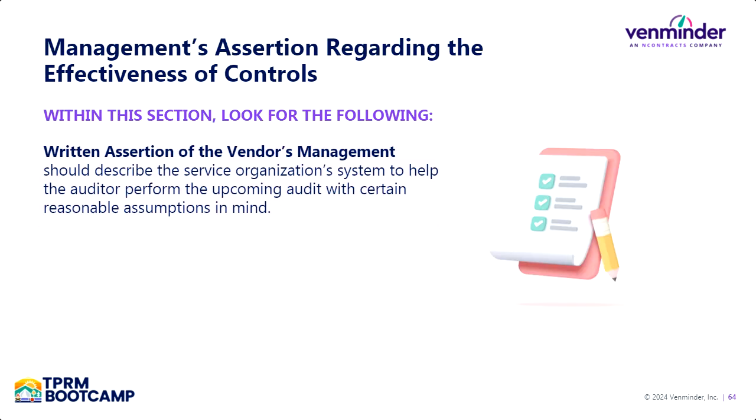We did talk about this a few slides back. The management's assertion is really that attestation from the management of the organization or the vendor, and it really just should describe the service organization system to help the auditor perform the upcoming audit, and there's certain reasonable assumptions in mind. You do want to read the management's assertion, because if there were any changes or significant things that they want to call out, you'll find them in this letter. So definitely being able to identify that is important.